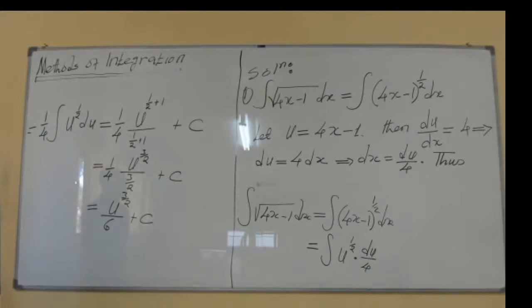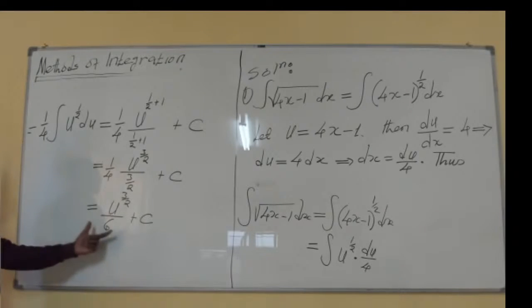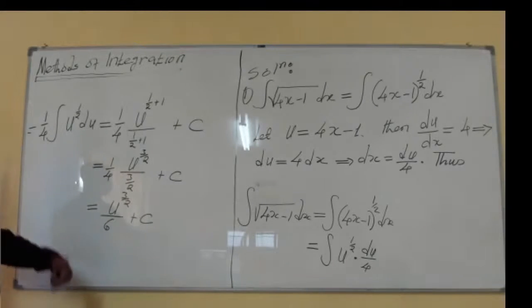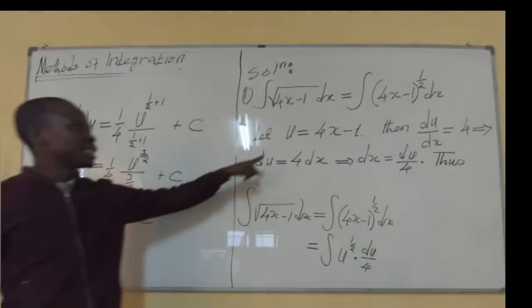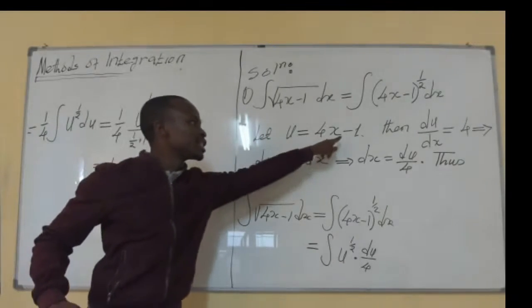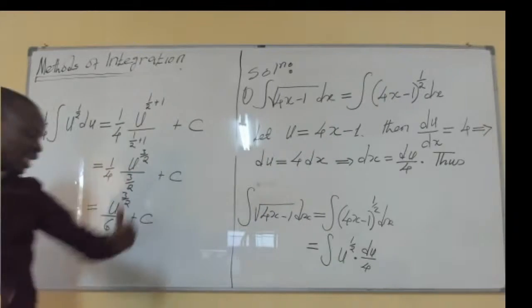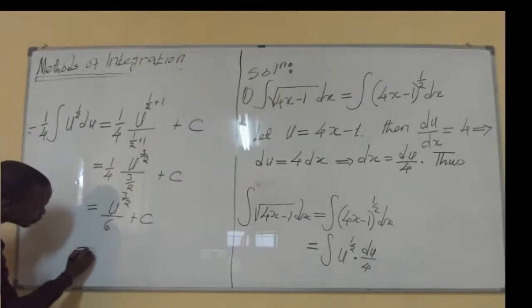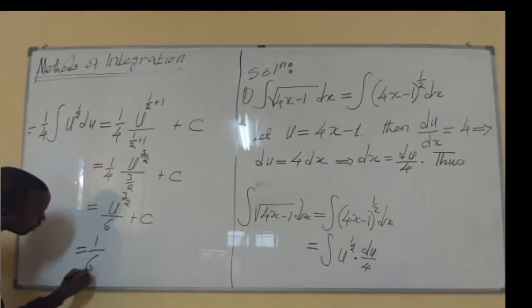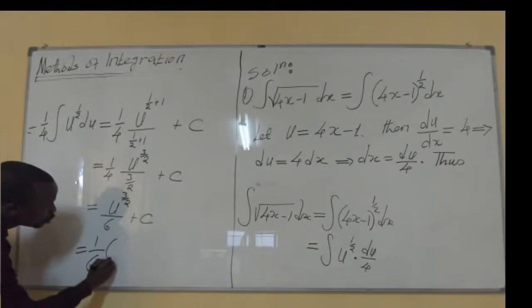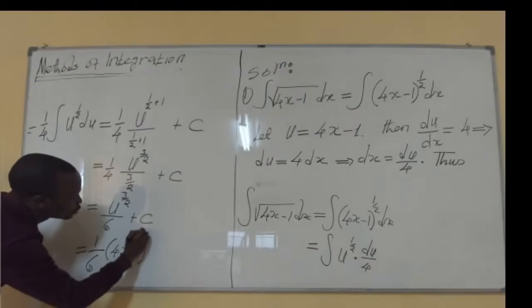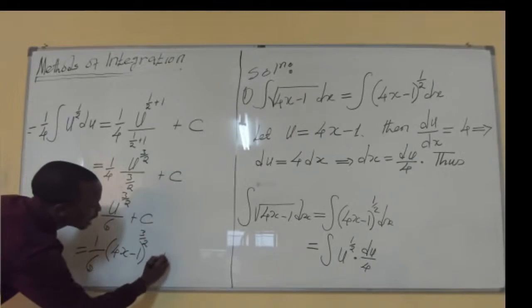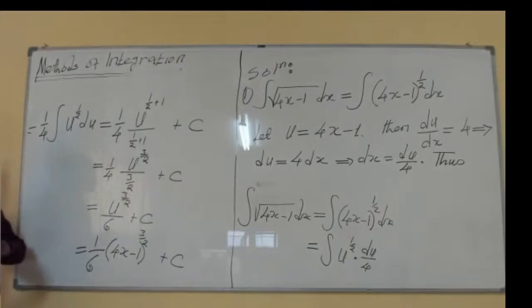Okay. Now, this is what you're going to get. The issue is, what is your u? When you started, you said u is equal to what? 4x minus 1. So where there is u now, you substitute with what you started with. So this is 1 over 6 times (4x minus 1) to the power 3 over 2, plus c. So you are done with the construction of your proof.